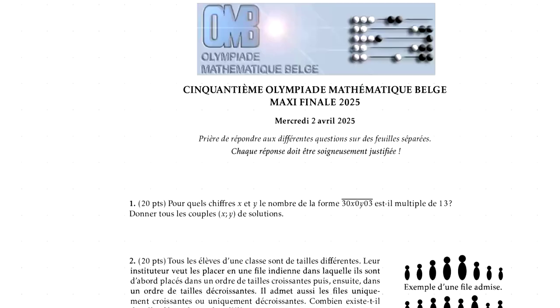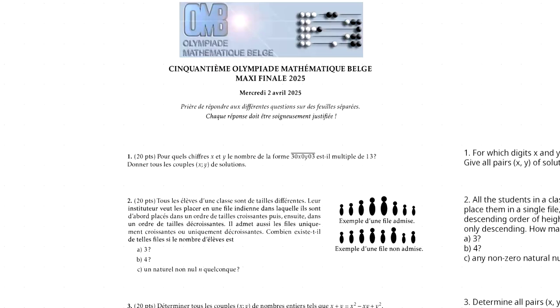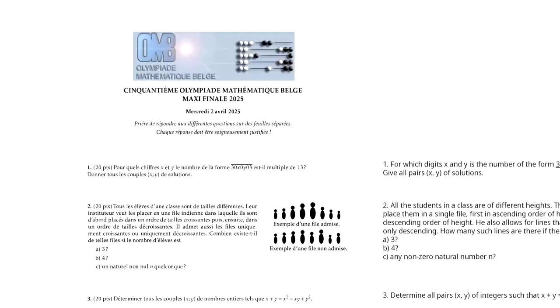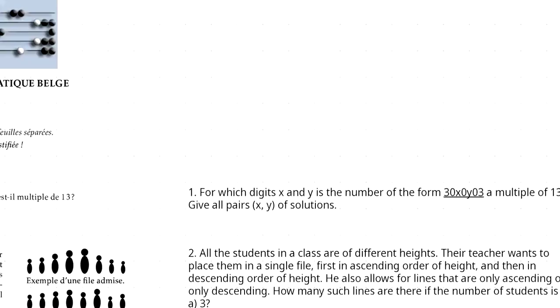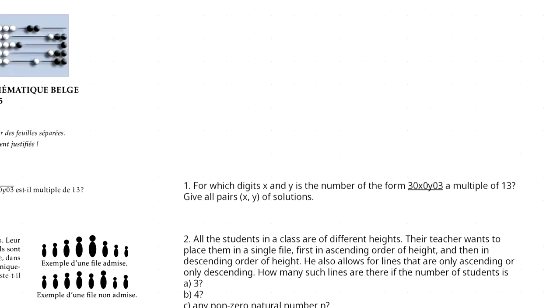It's asking what are the digit pairs x and y such that the form 30x0y03 is a multiple of 13. We are requested to find all the pairs of x and y.